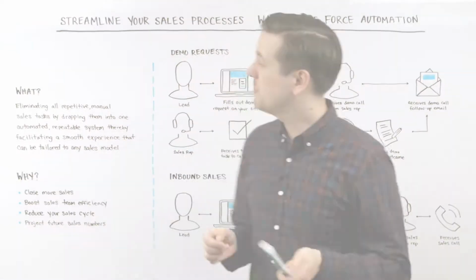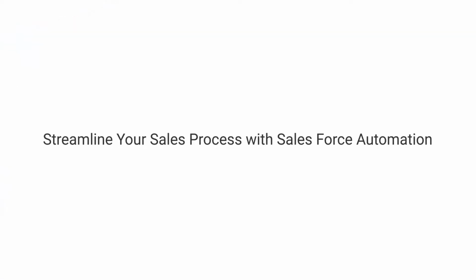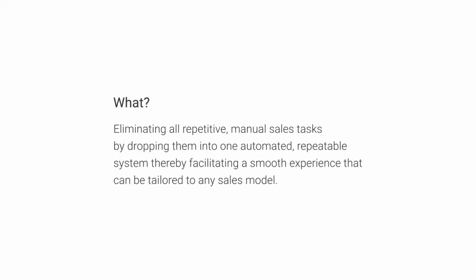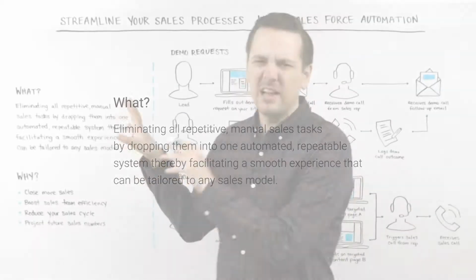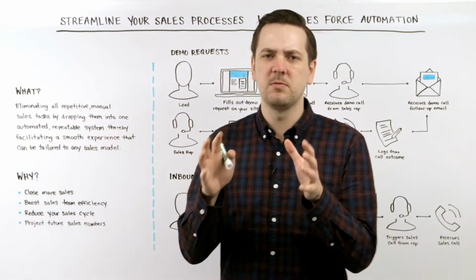My name is Sam, and today we're going to be talking about how to streamline your sales process with Salesforce automation. So what we're talking about is eliminating all repetitive manual sales tasks by dropping them into an automated, repeatable system, thereby facilitating a smooth experience that can be tailored to any sales model. So there's a lot of key buzzy words in there. Let me just break this down really simply.